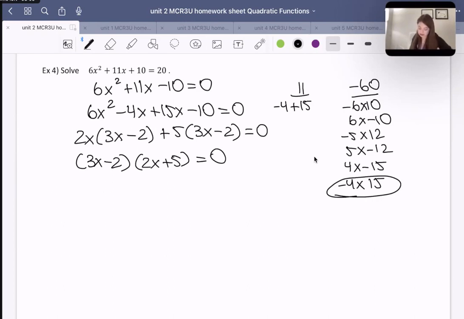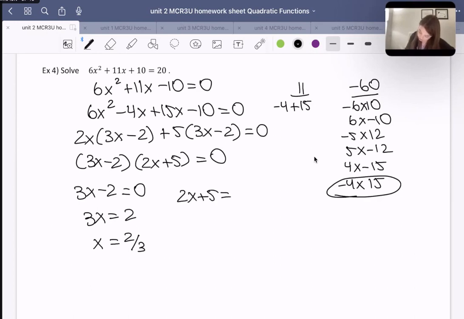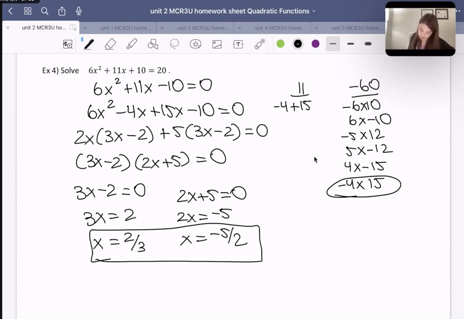Now all I need to do is use the zero product property, the zero product rule, to determine the final answer here. So 3x minus 2 is equal to 0. Therefore, 3x is equal to 2, so x is equal to 2/3. And over here, 2x plus 5 equals 0. So 2x is equal to negative 5, and x is equal to negative 5 over 2. So those are our final answers, those are the final solutions.